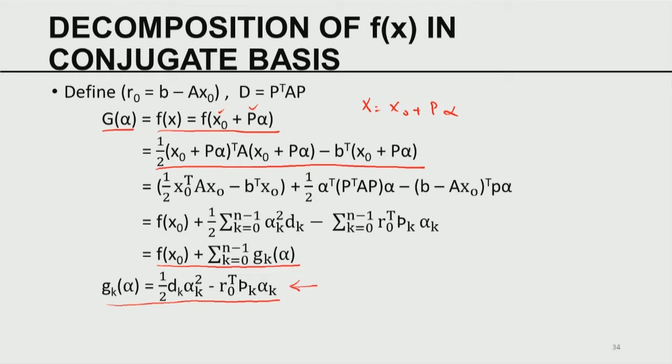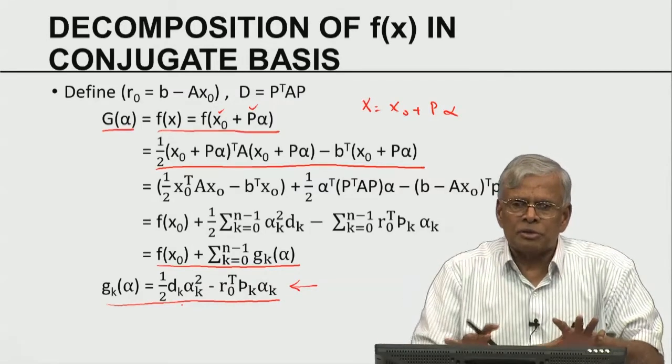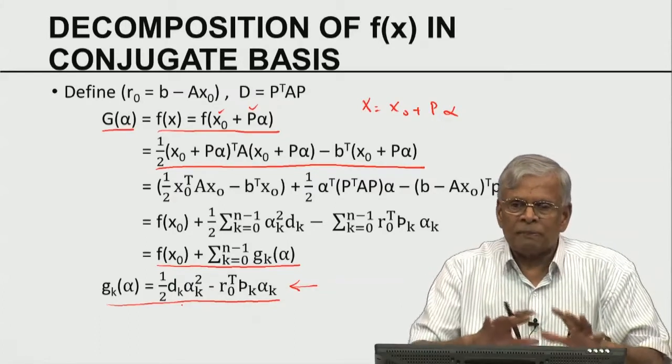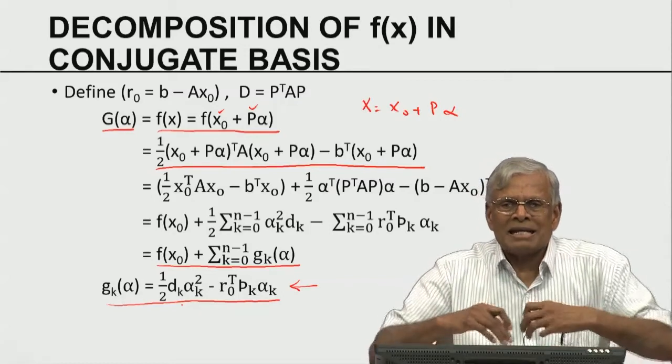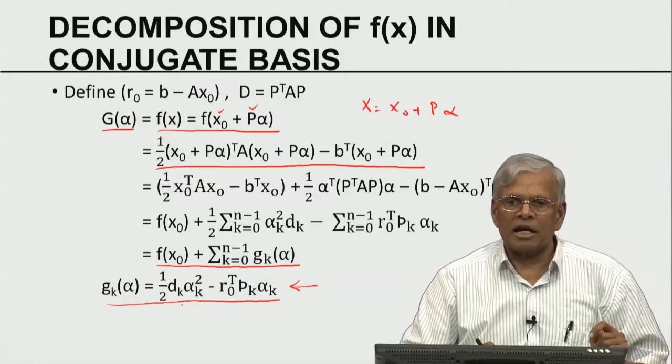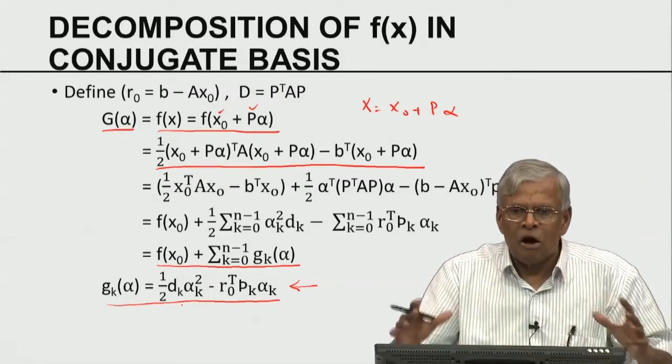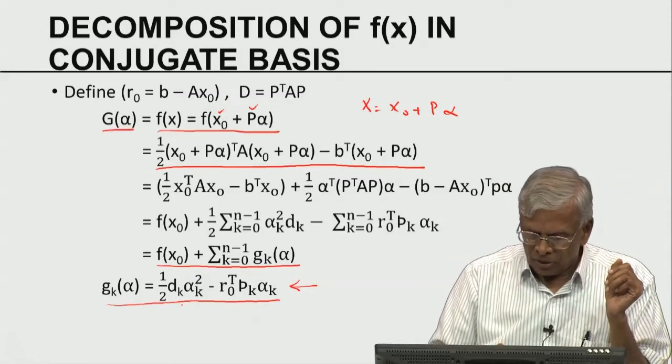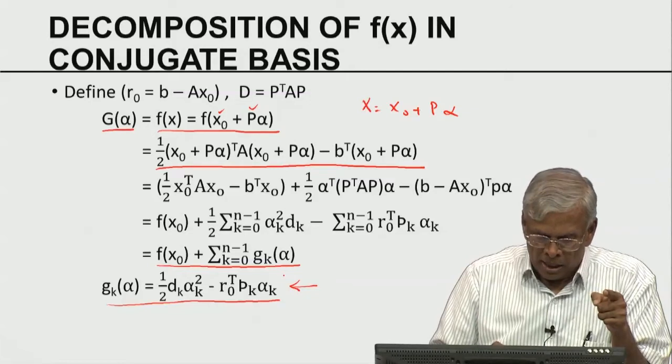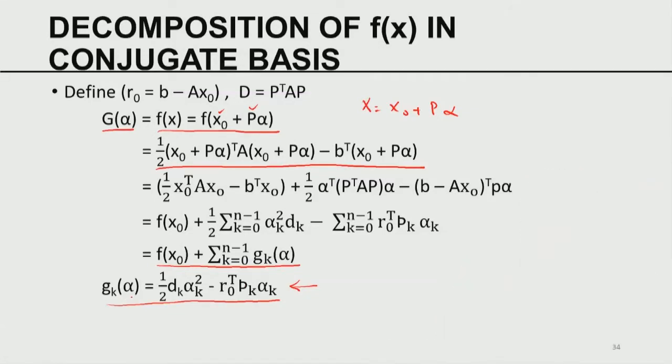That means I have expressed f of x, I have decomposed it. f of x has coupling because the matrix A is symmetric positive definite. The off-diagonal elements enable you to couple various variables. The importance of representing in the conjugate basis is that it is decoupled. That is the decomposition we are talking about. So, I am trying to express the function in a decoupled form, where g of alpha is represented by each component. So, I probably should say this is alpha_k. That would be probably better. This also should be alpha_k.